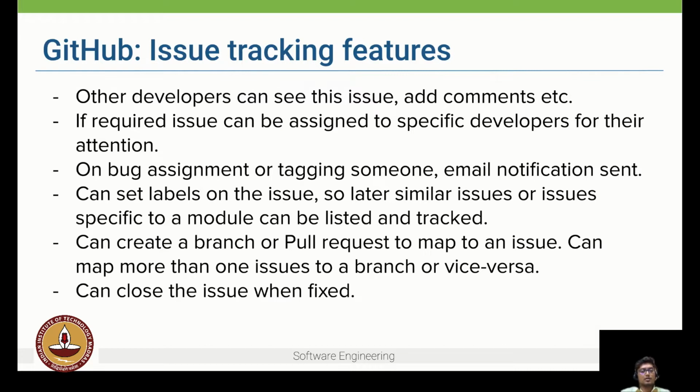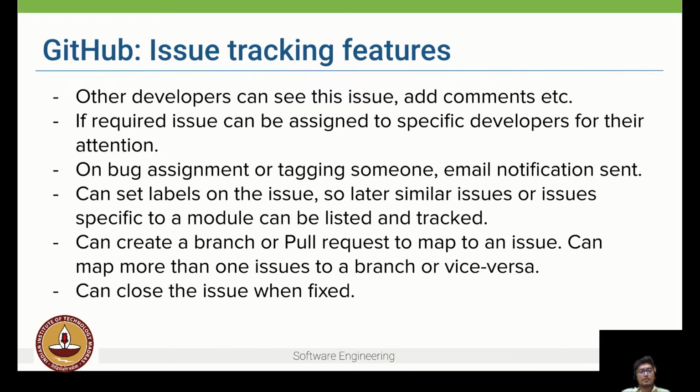So what are the features that an issue tracking system should have? Once the issue is reported, other developers in the team should be able to see those issues. They should be able to comment on the issues if they know some details about the issue, if they already know what causes this issue, or if they have seen a similar issue. You should be able to assign the issue to some developer if you want their attention. You should be able to tag someone in the comments for their attention if you want a reply from them.